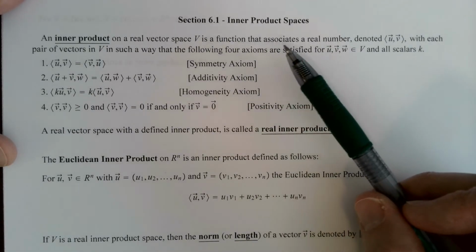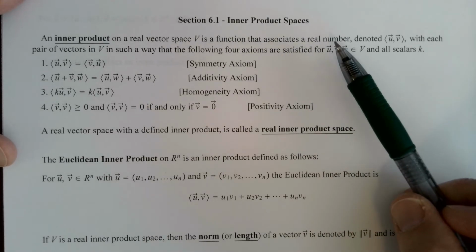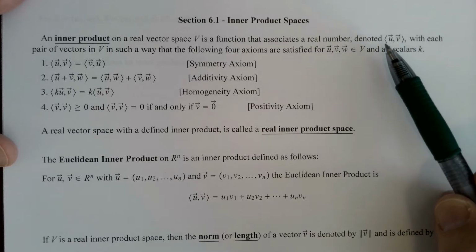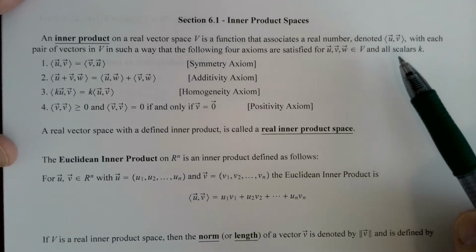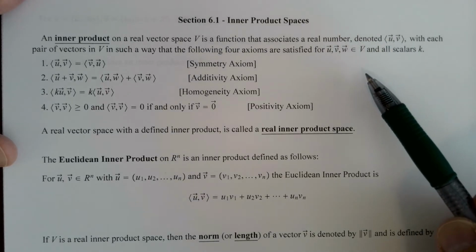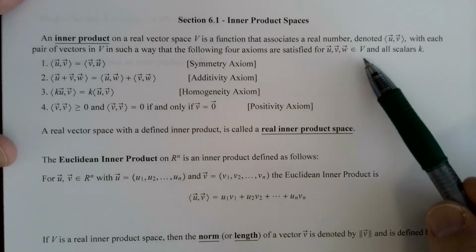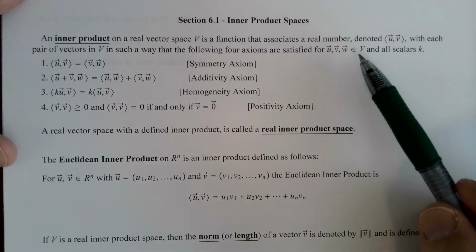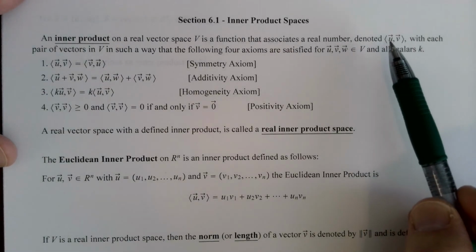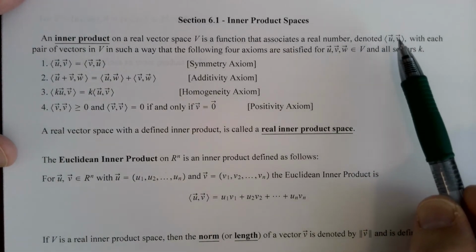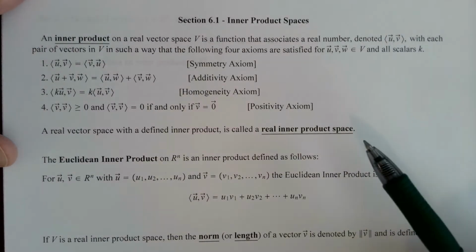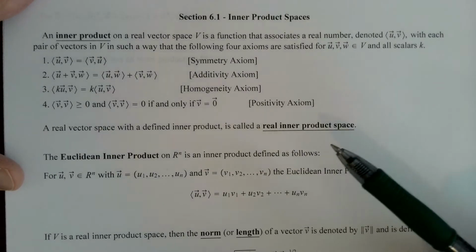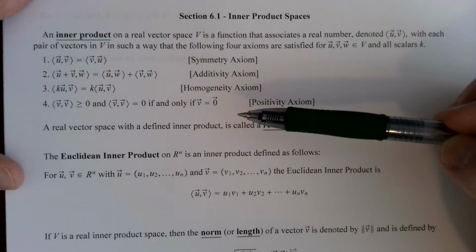So it outputs a real number, or associates a real number. And this is the way we denote that real number. I'll talk about that in a minute. Where u and v are vectors in the vector space capital V. And this real number, or this operation that assigns two vectors in the vector space to a real number, has to satisfy these four axioms.